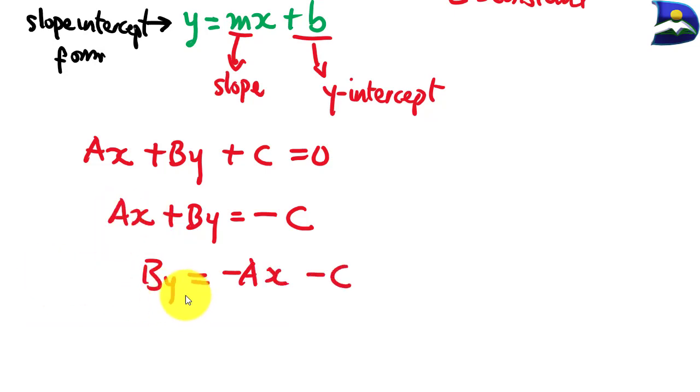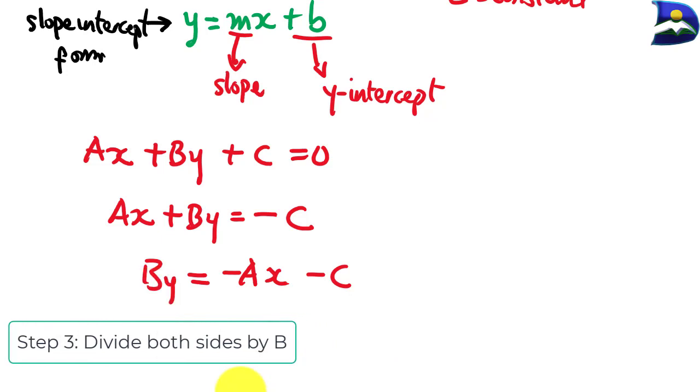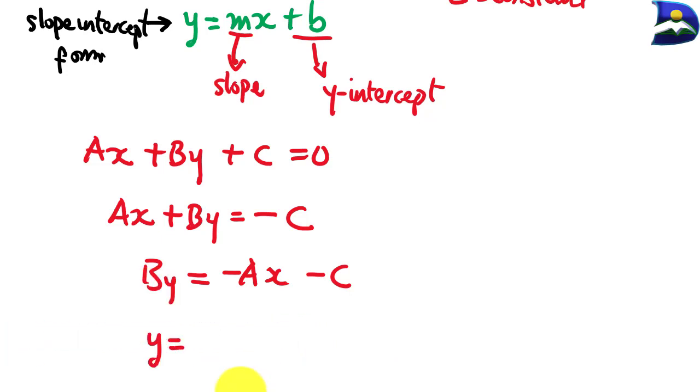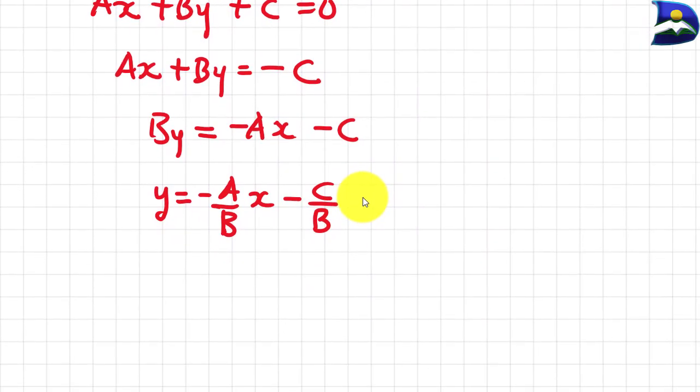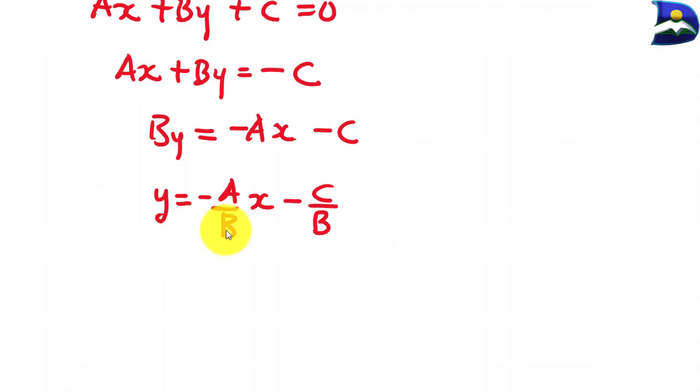And our final step is that since b is the coefficient of y, we divide both sides by b. Therefore, we have our final expression, y is equal to negative a divided by b, all multiplied by x, minus c divided by b. Now, what we have is an equation that shows y to be equal to minus a divided by b multiplied by x minus c over b.